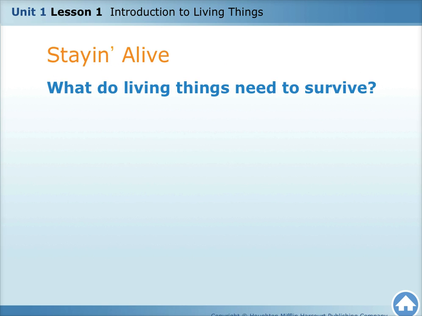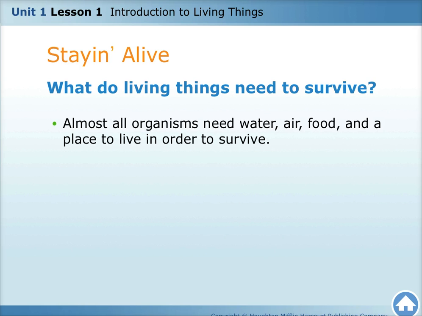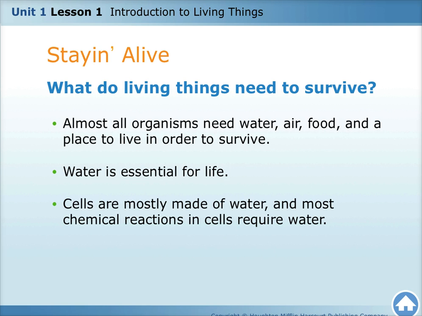So we need to look at what living things need to survive. Almost all organisms need water, air, food, and a place to live in order to survive. If you're following along in your text, I'm on page 10. Water is essential for life. Cells are mostly made of water, and most chemical reactions in cells require water.